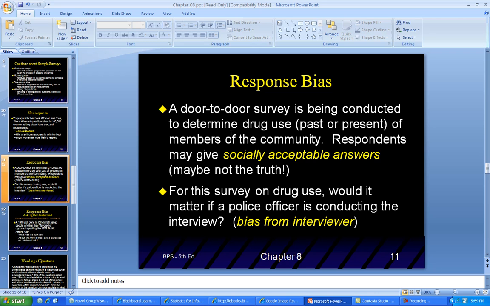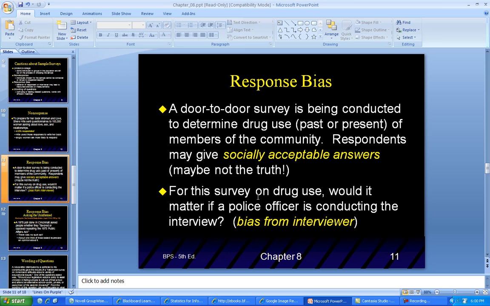Response bias: a door-to-door survey was conducted to determine drug use, and it would be very difficult if you knocked on doors around a neighborhood and said, do you use meth? I don't know if everyone would answer correctly or tell the truth. Sex surveys are very difficult too because people don't always tell the truth. If you're interested, look up the Kinsey report, very famous in the 20th century, around the 1940s after World War II. It was very controversial because of its results. For this survey on drug use, there is a bias from the interviewer. Would it matter if a police officer is conducting the interview?